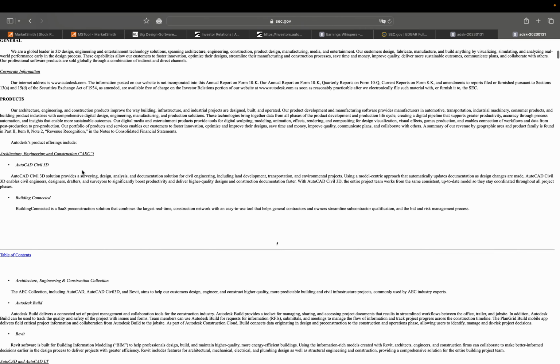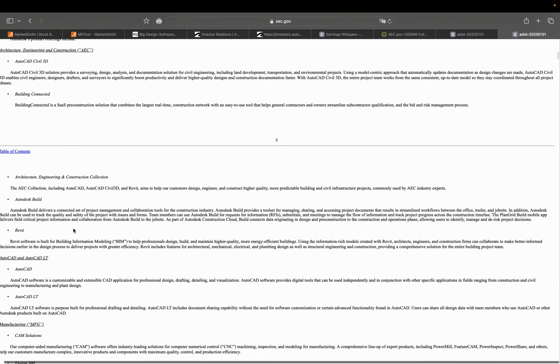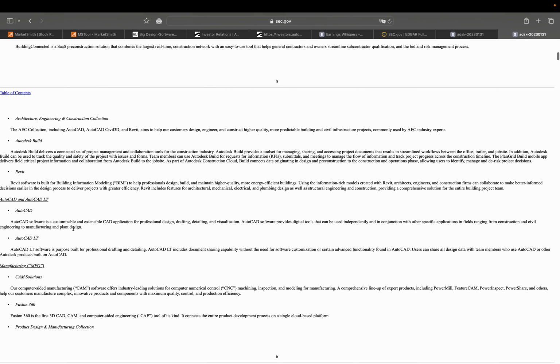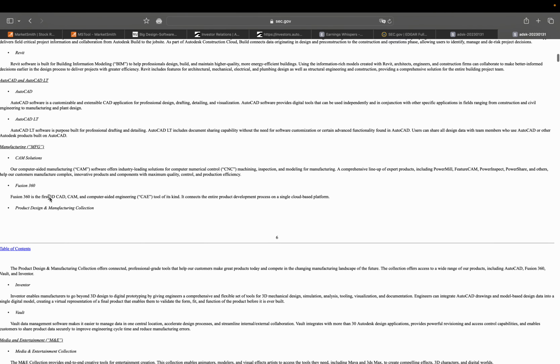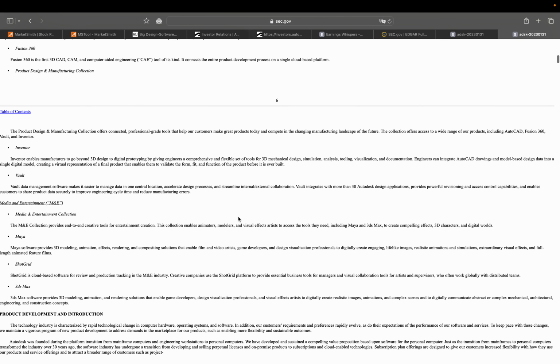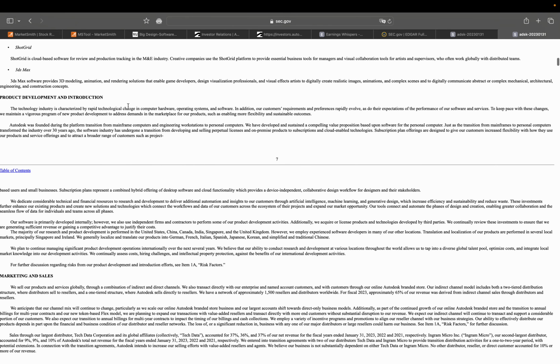I see, there's AutoCAD and Autodesk Build and Revit. I think these are the names of the actual products. And you see, but I'm not understanding mostly all this manufacturing, MFG. They're calling it MFG Fusion 360. I don't know what it is. Inventor, Bolt. Okay, so let's go next. Product design introduction. Blah, blah, blah, yeah, yeah.